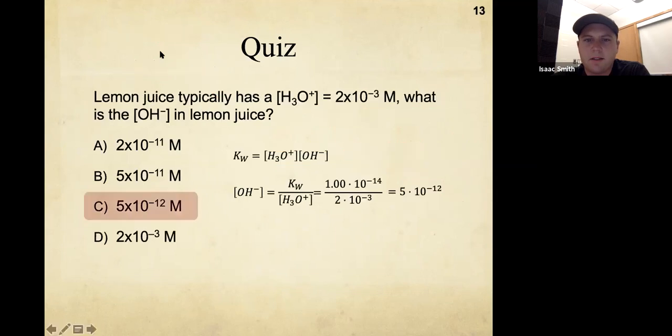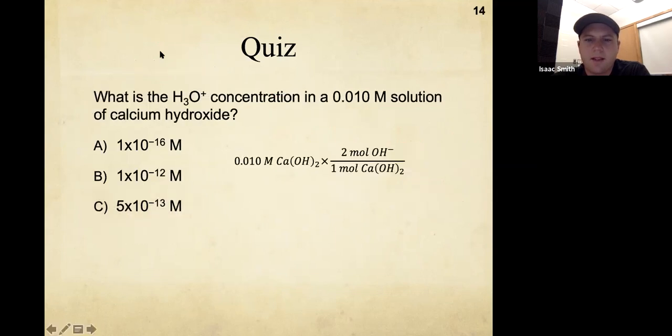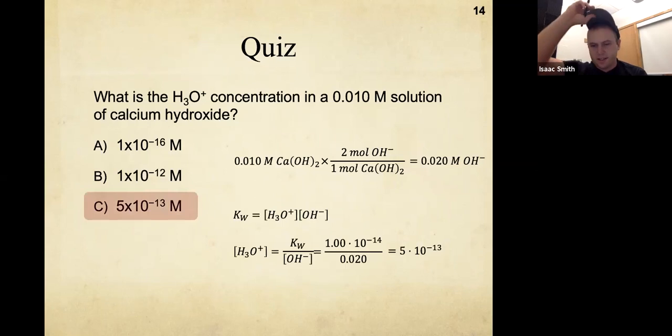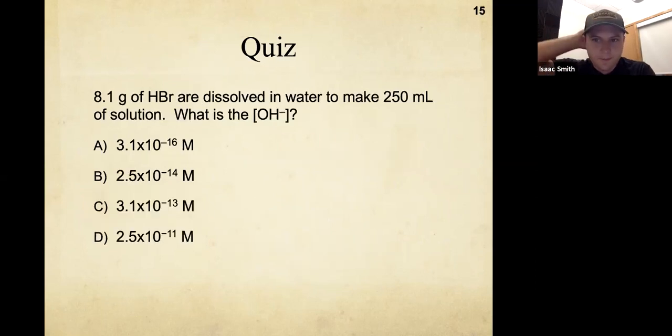Let me back out and clear the slide. Okay, it gives us the 0.02 molar hydroxide. We can solve for the hydronium concentration, similar to the last question. All right, go ahead and pause the video and try this one as well.